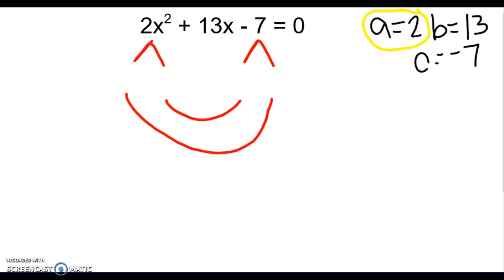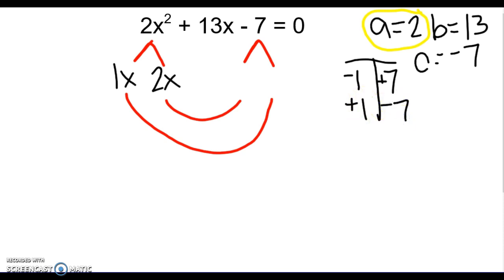Alright, I know that my options, what gives me 2x squared? 1x and 2x. And then what gives me -7? Well, it's going to be 1 and 7, and then one of them is going to be negative, so it's either -1 and +7 or +1 and -7.